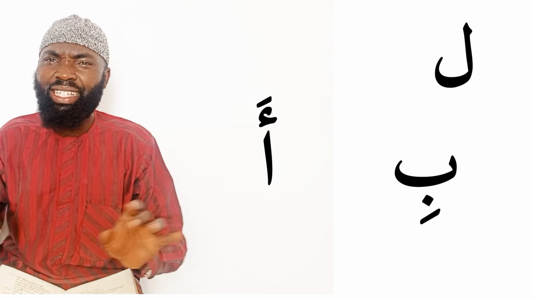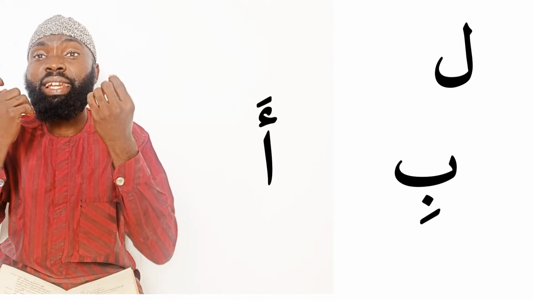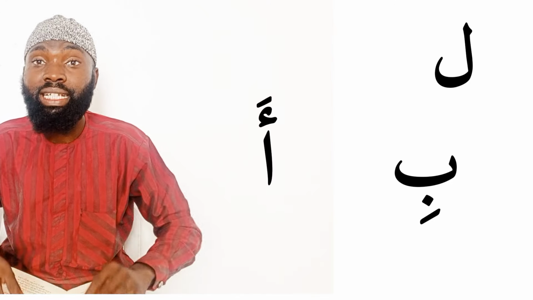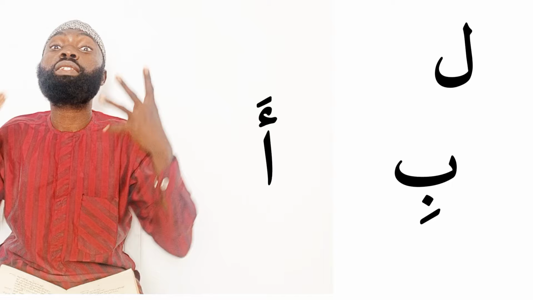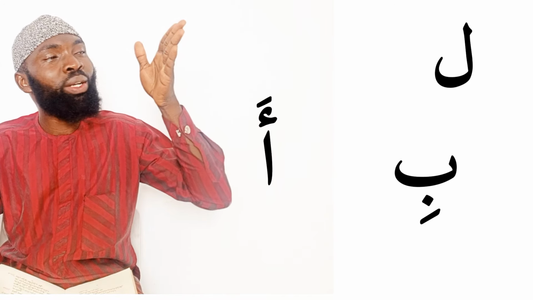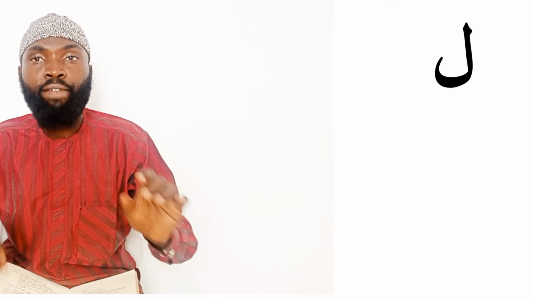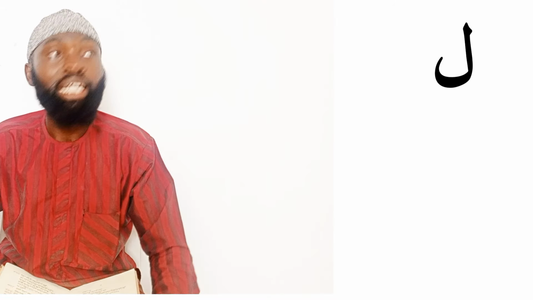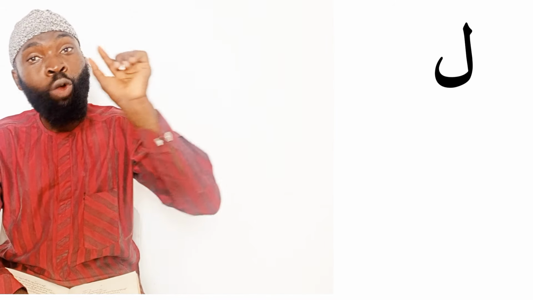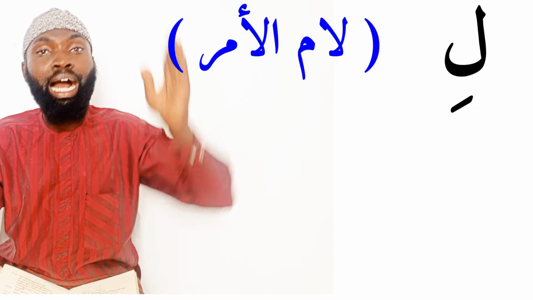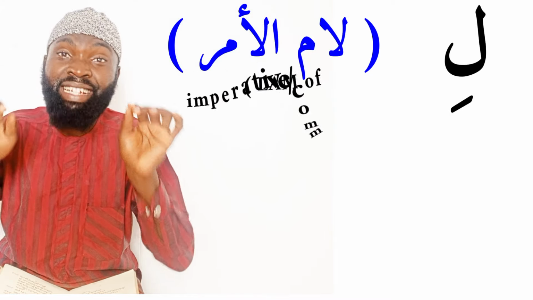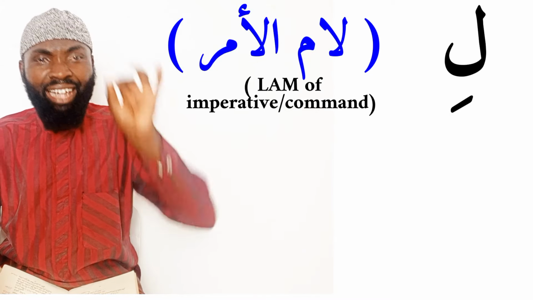Can you see this means that everything, even the letters of the Arabic language, is so important because these letters could connote different meanings. Now the letter lam is no exception because this letter even has different types of usages. Today we want to look at one of the uses of the letter lam. This use we call lamul amr, which means the imperative or command lam.